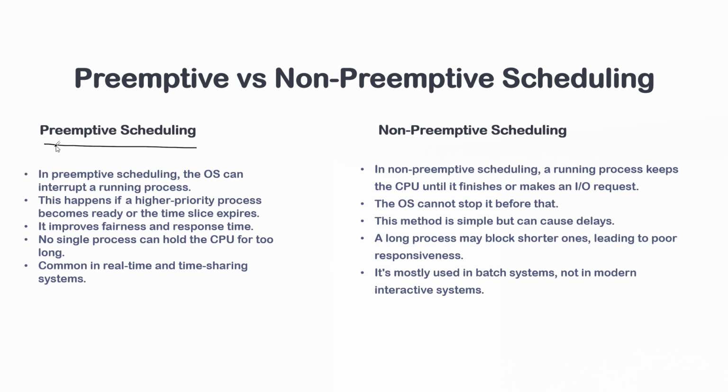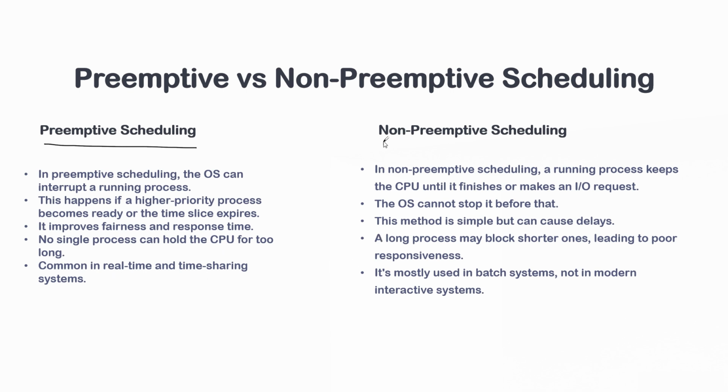So we were discussing preemptive scheduling. In preemptive scheduling, the OS can interrupt a running process. Let's suppose a process is running in the CPU. This happens if a higher priority process becomes ready or the time slice which was given to the process expires. It improves fairness and response time. No single process can hold the CPU for too long.